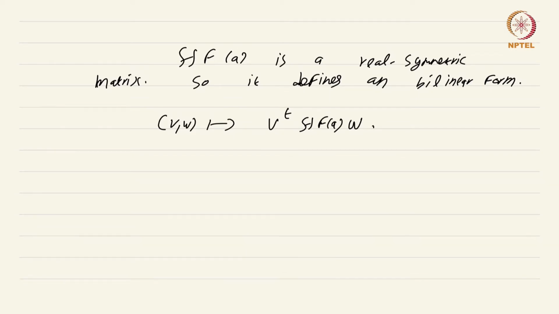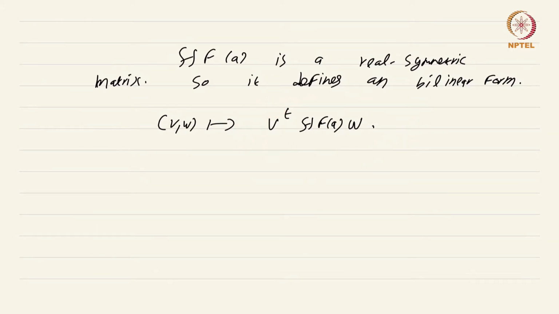Okay, where I am treating the vectors v and w as column vectors, so I'm taking a transpose to make it a row vector, and then I'm acting the matrix Fa on w. Of course, what I mean by this is I write down v and w in the standard basis. I write down the coordinates and do this computation. This will turn out to be a bilinear form.